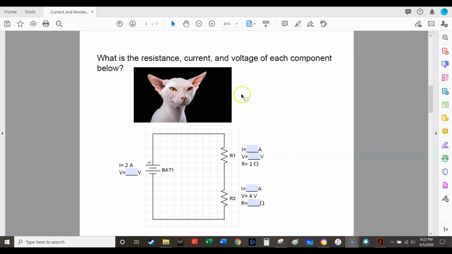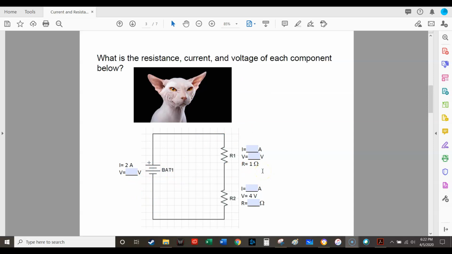Oh, and here's a Sphinx cat staring at you, judging you. I love Sphinx cats. My wife had a cat called Zip, and he was a Sphinx cat. He would get sunburned, so he had to wear a little sweater or t-shirt going around outside. So try not to look at the cat as you attempt to do this puzzle.